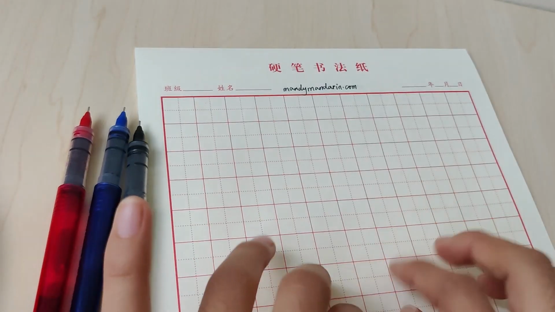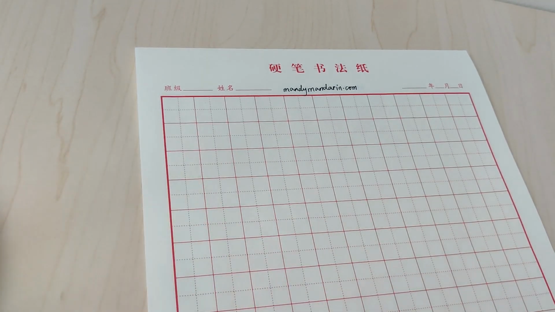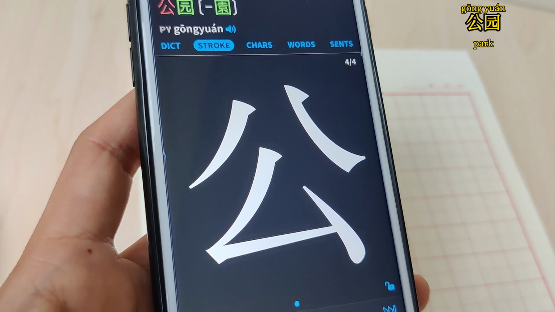I'm Mandy, and in today's video, we're still learning places words, and it's the places for entertainment and sports. Now let's get your 填字格 ready and the pens ready. The very first word we're going to learn today is 公园, park, and this is how we write the 公.